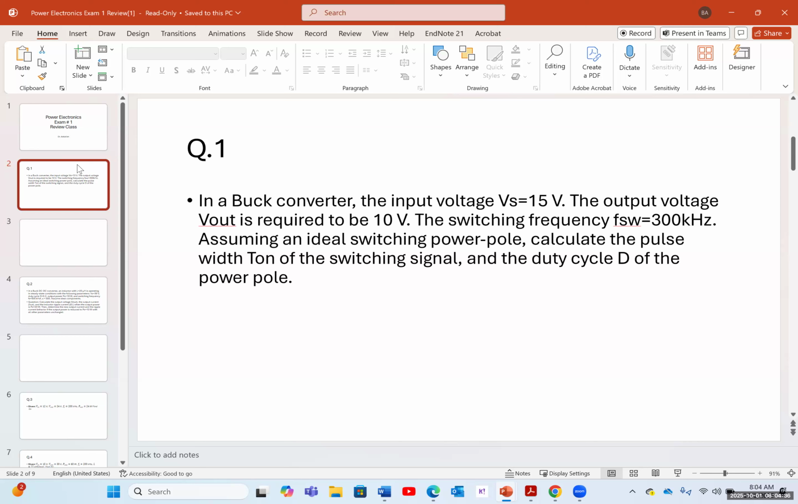Okay. So first question, in a buck converter, the input voltage is 15, output voltage is 10 volts. The switching frequency is 300 kilohertz. We assume we have an ideal switch. We want to calculate the pulse width, T on, of the switching signal, and the duty cycle D of the power pole. So again, T on and the duty ratio D.